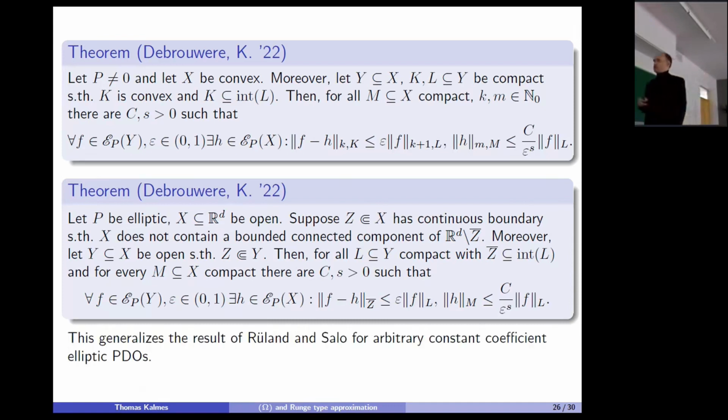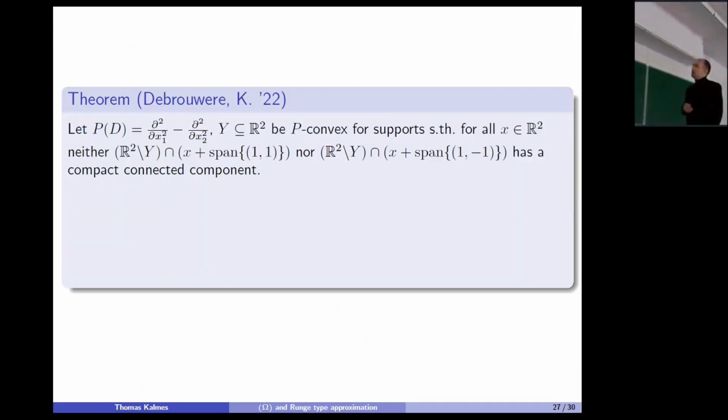Okay, so this is now a generalization of the Hyland-Salo result for constant coefficient elliptic operators, which reads very similar to the original one. We also have a result for the wave operator in one spatial variable. Recall this geometric property: for the small set Y, there is no x in R2 for which the complement of Y intersected with the diagonals translated by x is bounded. This is characterizing when the restriction map of the smooth solutions to the wave operator on R2 to the solutions on Y has dense range.